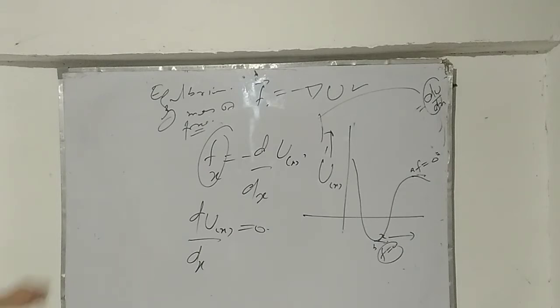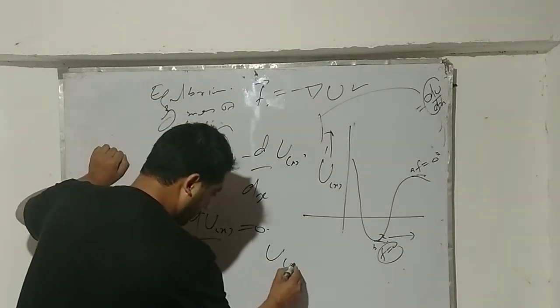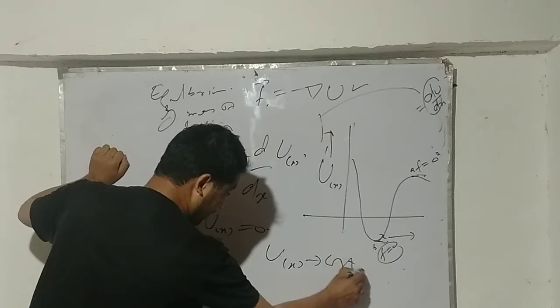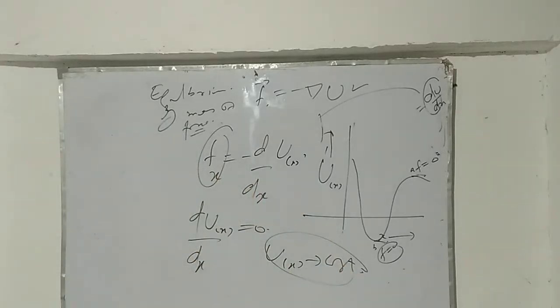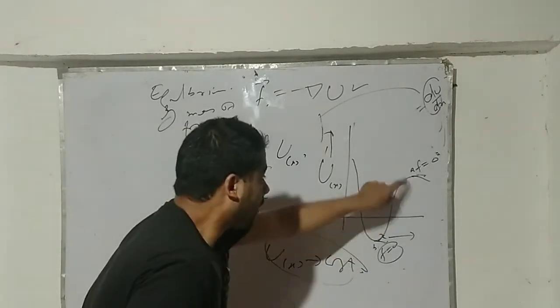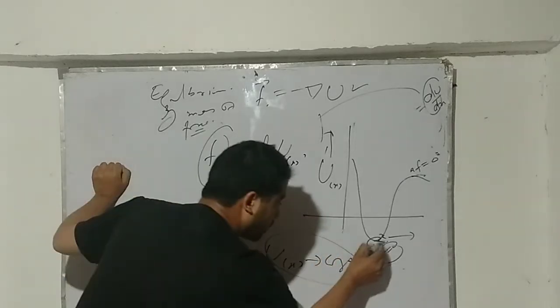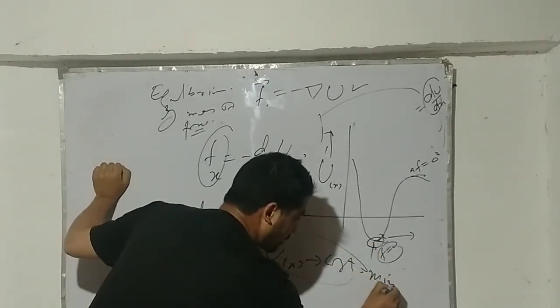So what it means is basically my potential energy is constant. Potential energy can have a constant value here, but this constant is the minimum of the potential energy.